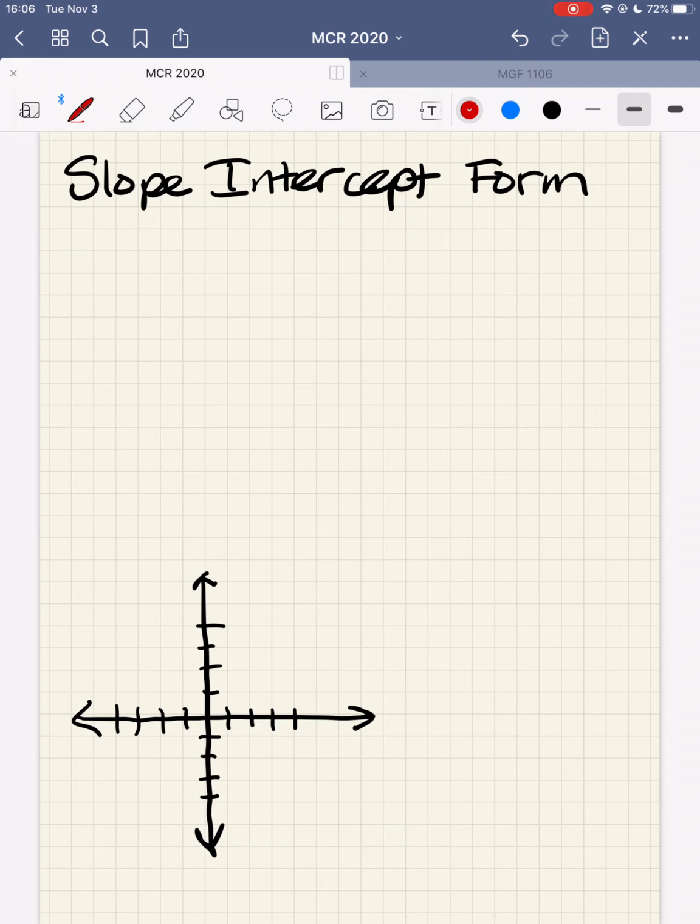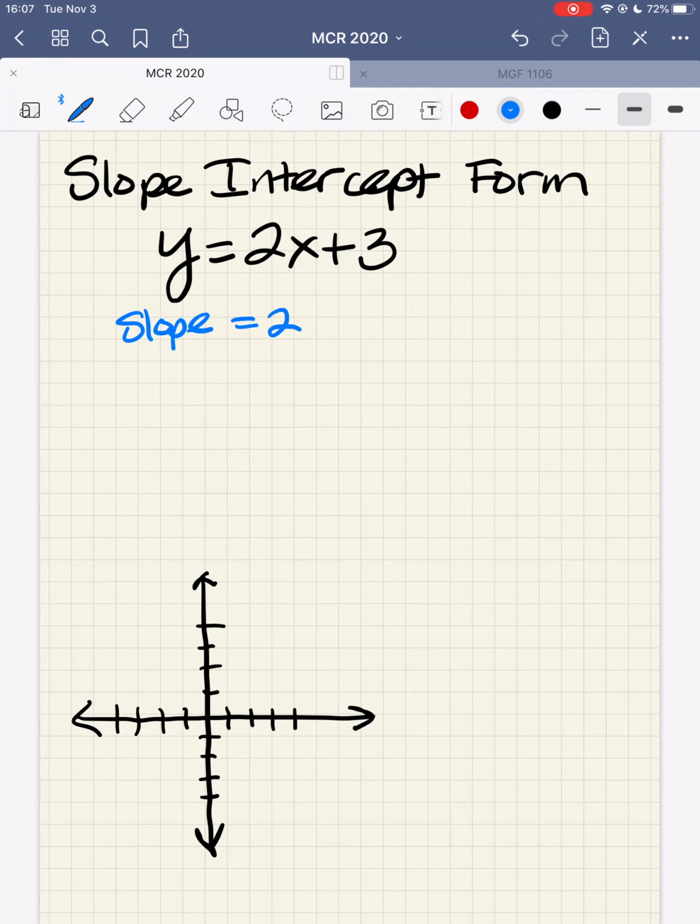So let's look at the slope-intercept form. If I want to graph a line, let's say I have y is equal to 2x plus 3. I know 2 things right off the top. I know that my slope is equal to 2, so my line should be going up from left to right, because it's a positive slope, and it should be fairly steep. I also know that my y-intercept is 0, 3, which means I have a starting point.